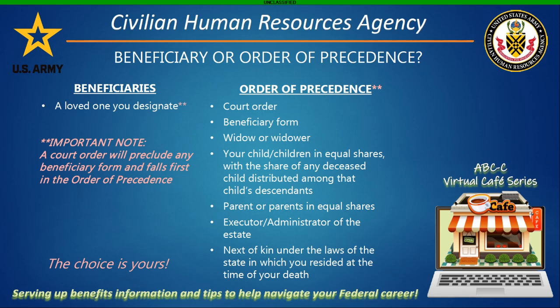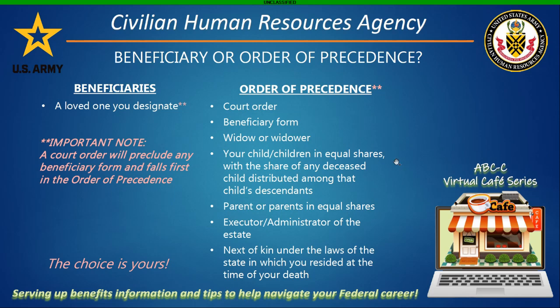It is important to note an employee cannot use the designation of beneficiary form to supersede a court order, so there's not going to be any way that you can get out of your ex-spouse, Debbie Sue. You can't get around having to pay her so much of your retirement. Court orders will always, in most cases, preclude that beneficiary designation. So just know that that will always supersede. Basically, the beneficiary form just gives you the freedom to choose who you want it to go to.